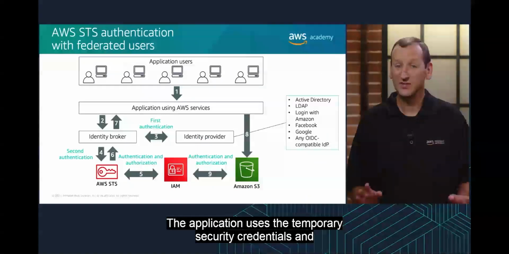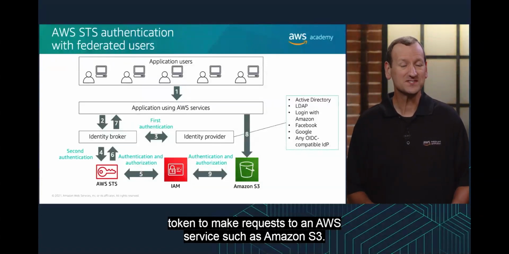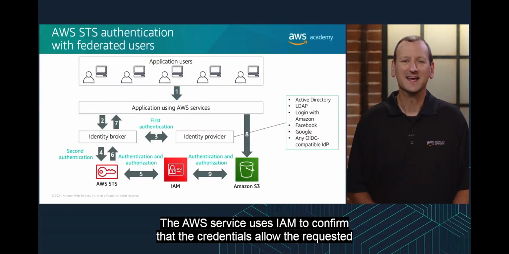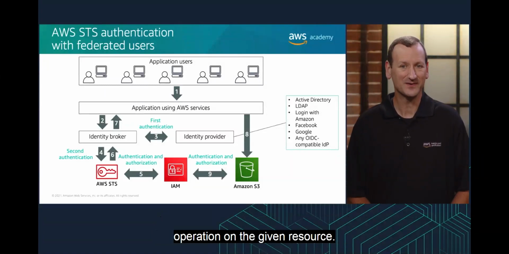The application uses the temporary security credentials and token to make requests to an AWS service, such as Amazon S3. The AWS service uses IAM to confirm that the credentials allow the requested operation on the given resource.